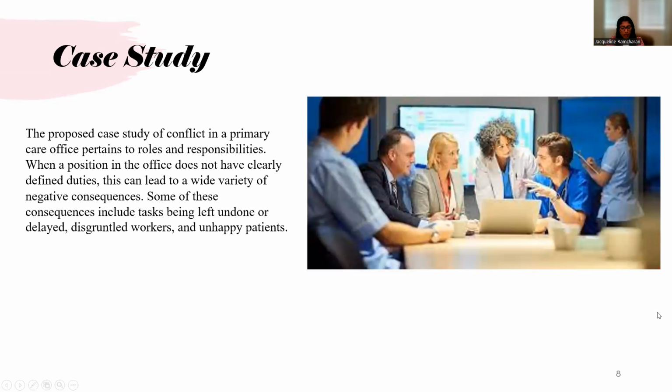And then lastly, the case study. I chose to propose a case study regarding conflict on roles and responsibilities. So the proposed case study of conflict in a primary care office pertains to roles and responsibilities. When a position in the office does not have clearly defined duties, this can lead to a wide variety of negative consequences. Some of these consequences include tasks being left undone or delayed, disgruntled workers, and ultimately unhappy patients.